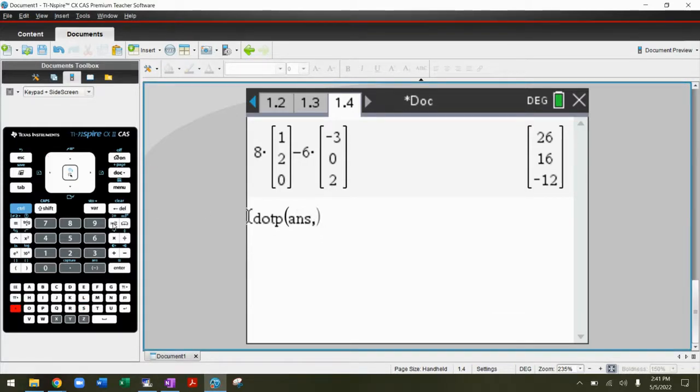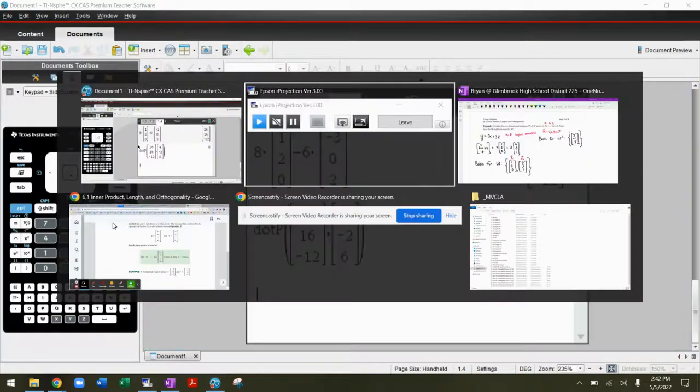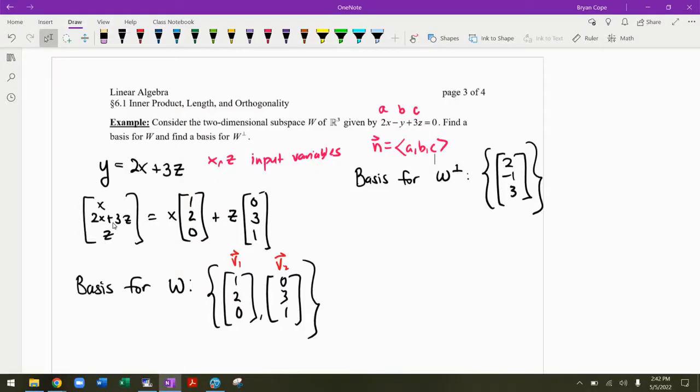So answer, comma, now I'm going to just take a scalar of the thing I said W perp was. So we'll just take 2, negative 4, 6. This should be 0. We're good. Okay? So that means any vector in W is orthogonal to any vector in W perp. Those two subspaces are orthogonal.